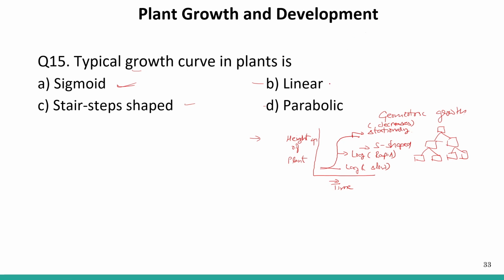A linear growth curve, for example, can be elongation of the root, or you can say during the arithmetic growth rate. The other options are not correct, so the correct option is sigmoid.